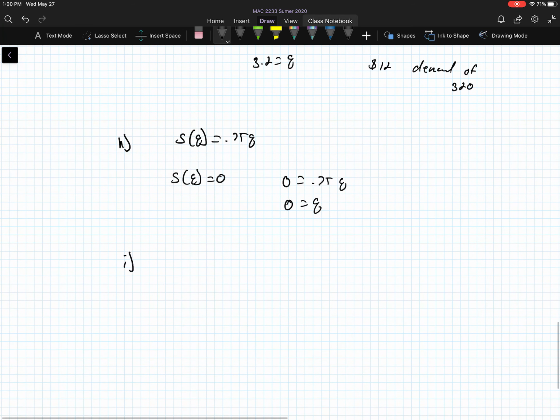Now for I, it says S of Q is equal to 10. And so what happens here is that 10 is equal to 0.75 Q. And then when we solve that, we get that Q is approximately 13.3.